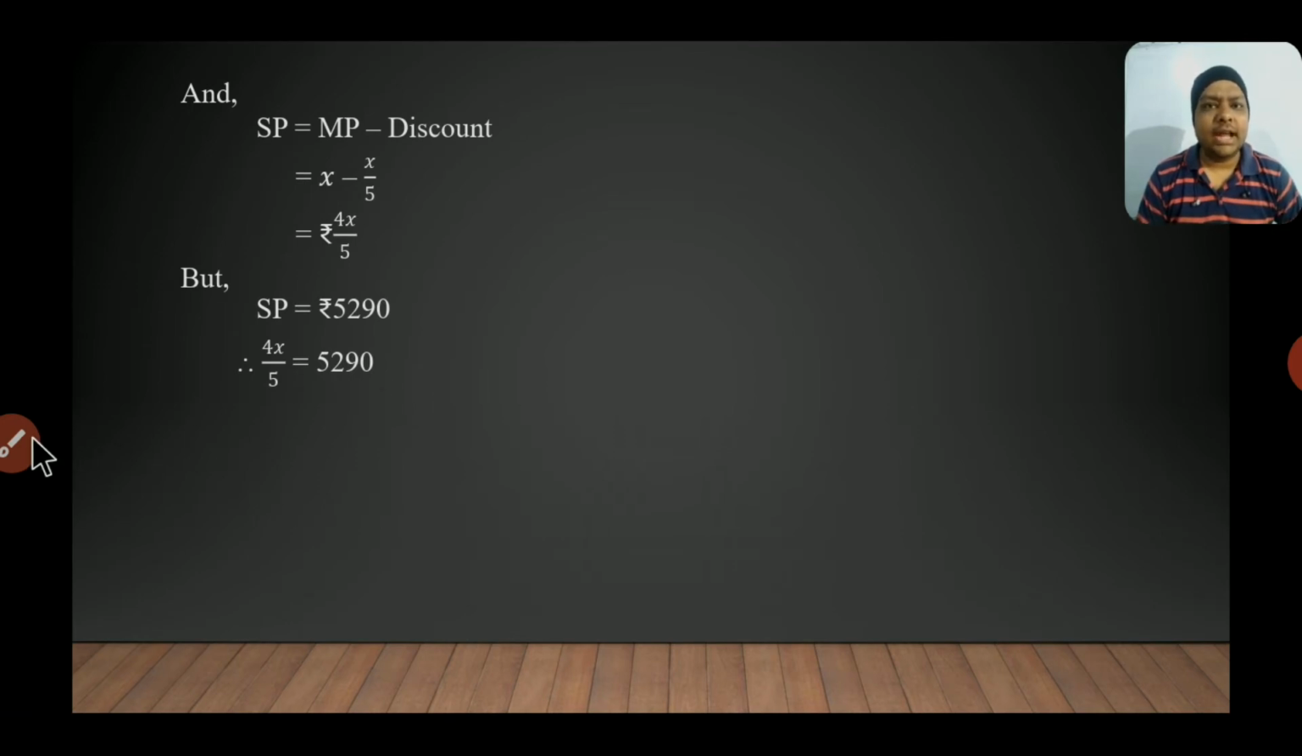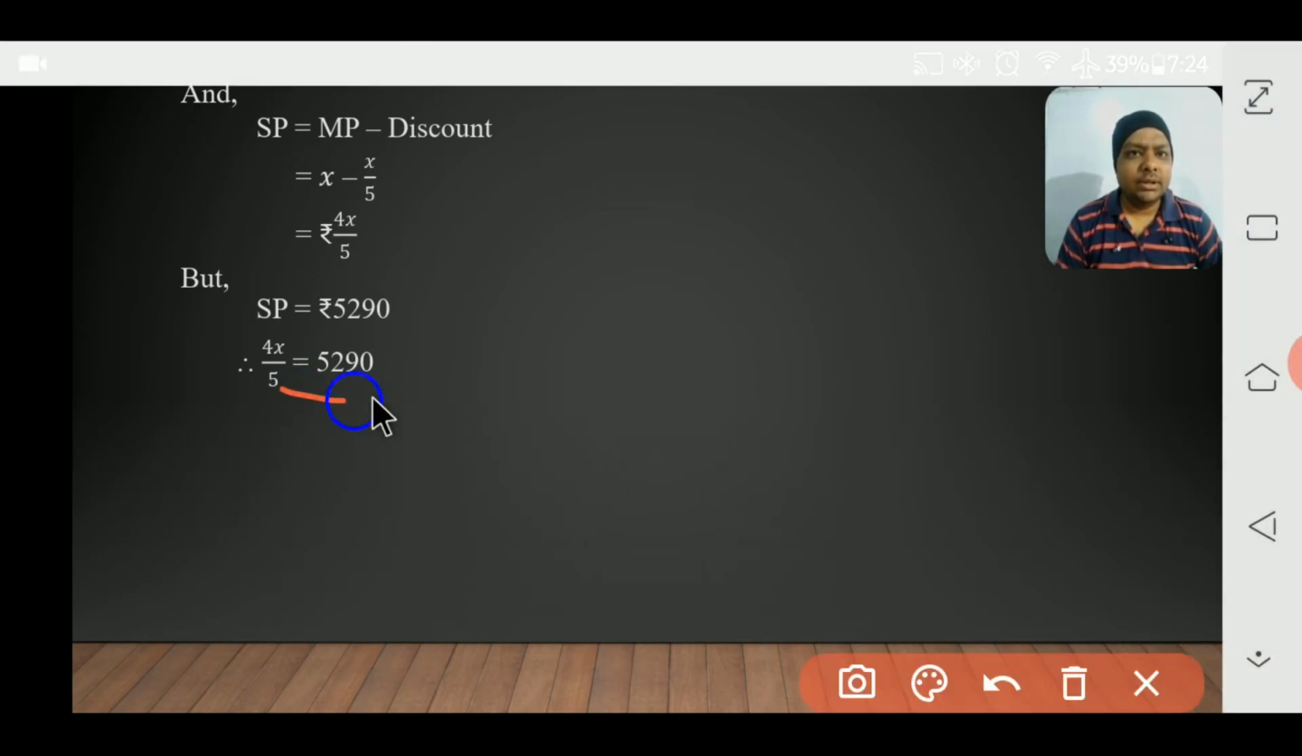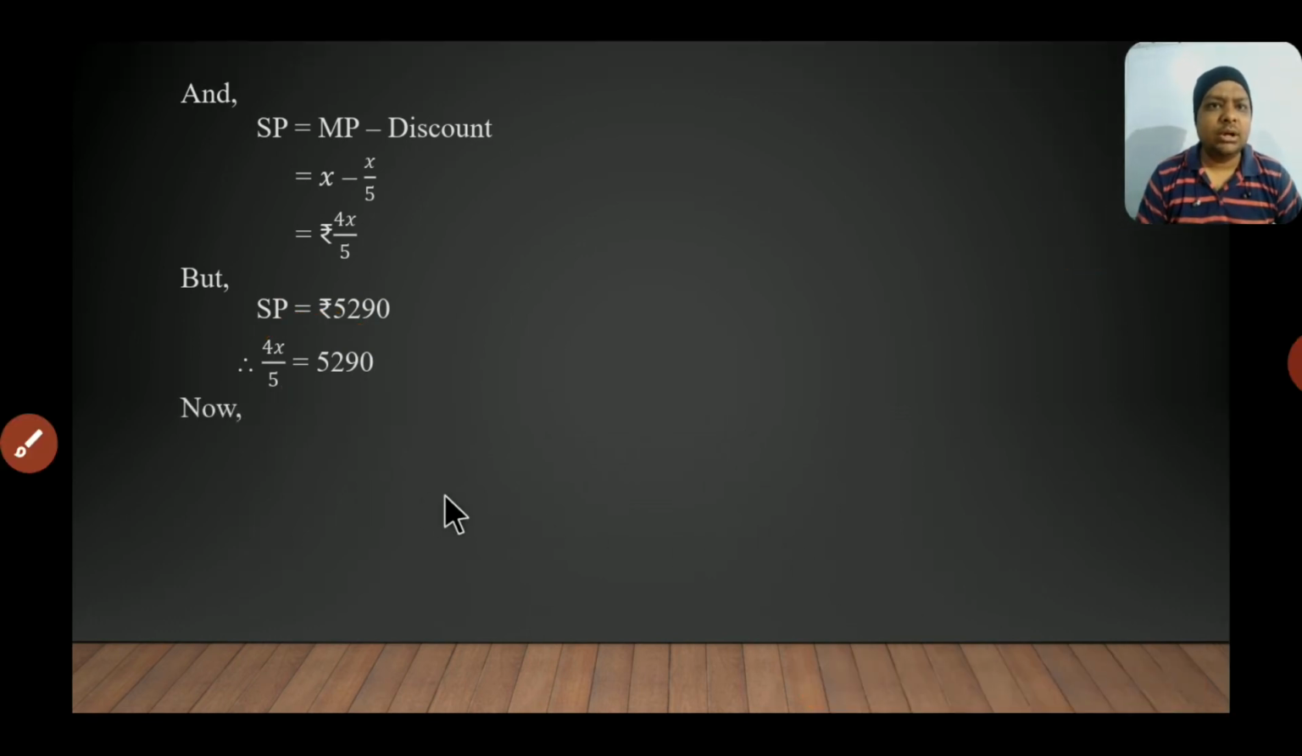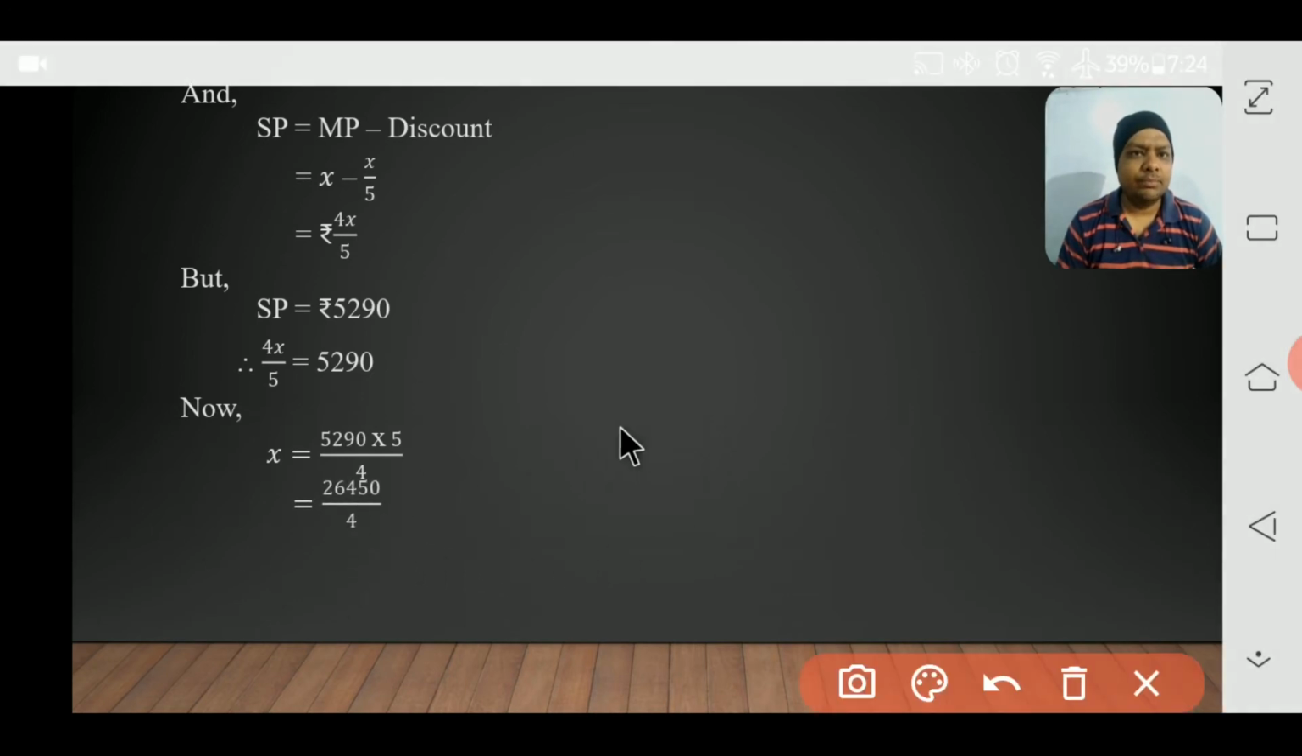So we can say that 4X by 5 is equal to 5290. Now we will take that 5 to this side. So it will go in the numerator with 5290, and 4 we will write in the denominator. Okay. So it will be what? X is equal to 5290 into 5 by 4. Now we will multiply these two terms. 5290 into 5 by 4. So it will be 26450 by 4.